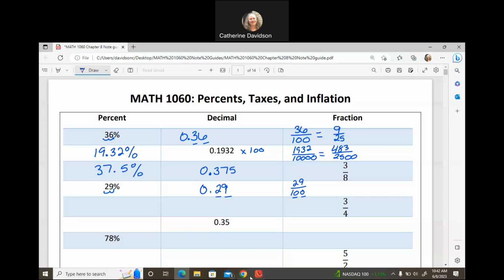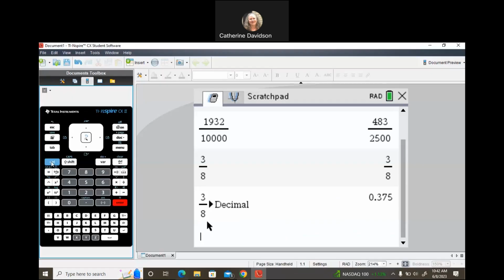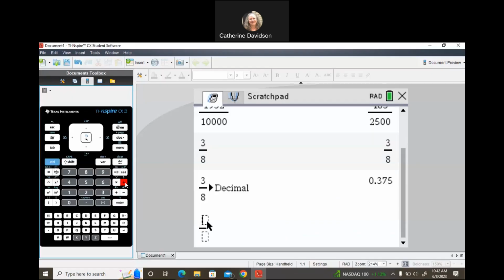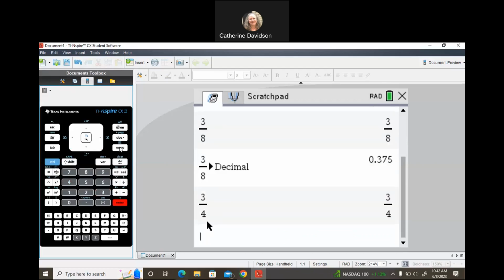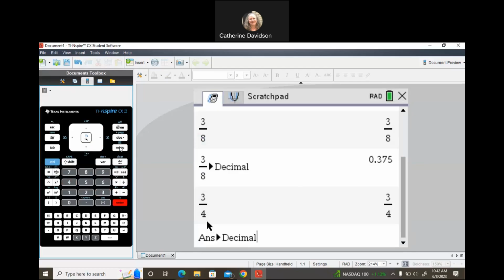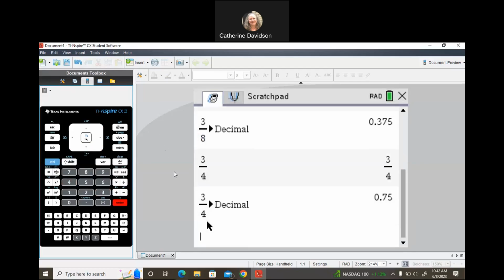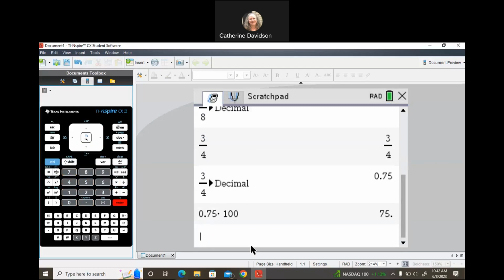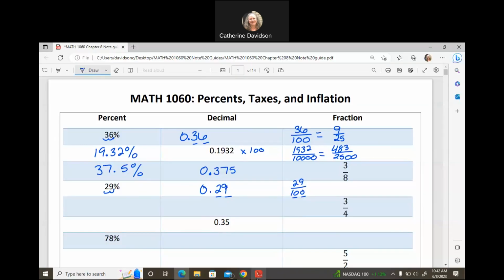3 over 4. It's a standard one, but just in case, let's go ahead and use the calculator. So menu, number, convert to decimal, and then hit enter again. And you get 0.75. And if you multiply by 100, that gives you the percentage. So the decimal is 0.75, and the percentage is 75%.